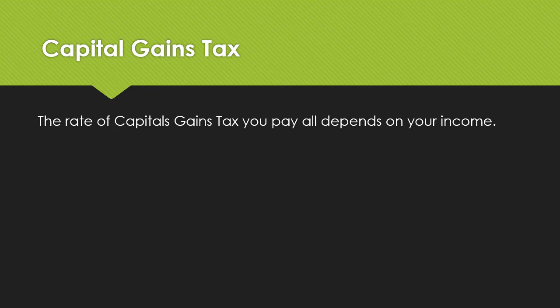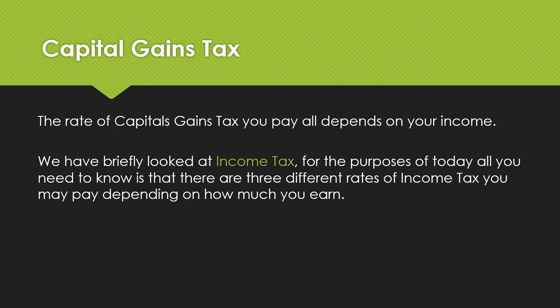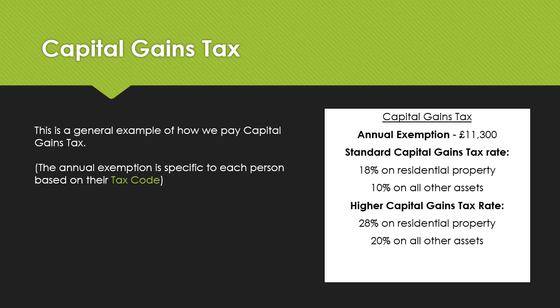Okay, so the rate of capital gains tax you pay will depend on your income. We've touched on before that there are different bands, so we briefly looked at them. For the purposes of today, all you need to know is that there are 3 different rates of income tax you may pay depending on how much you earn: basic rate, higher rate, or additional rate. The only 2 that are really going to affect us today are basic rate and higher rate.